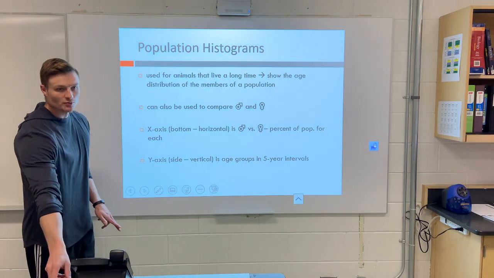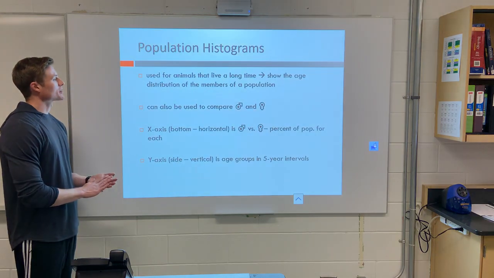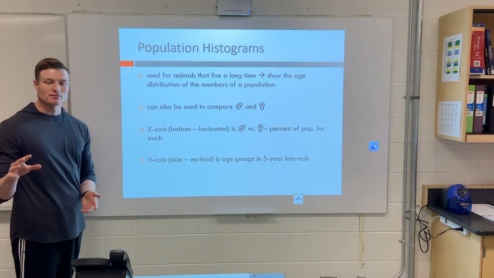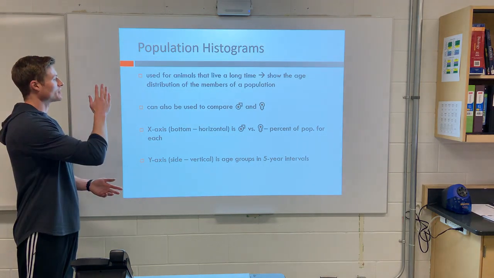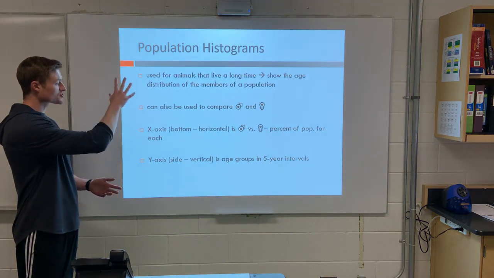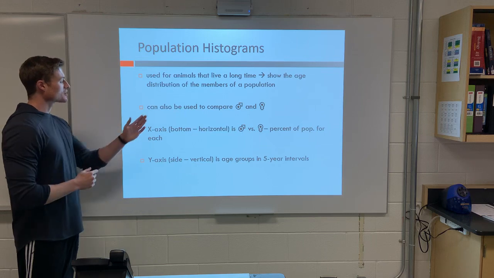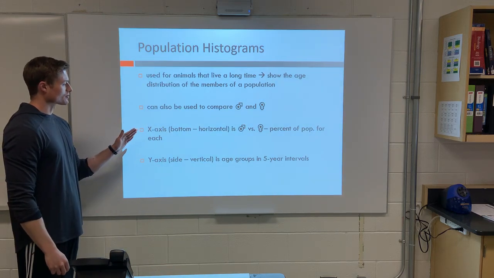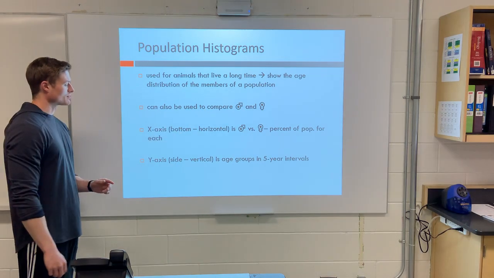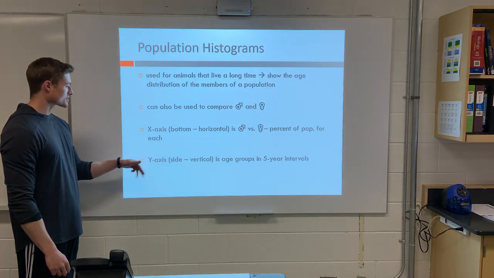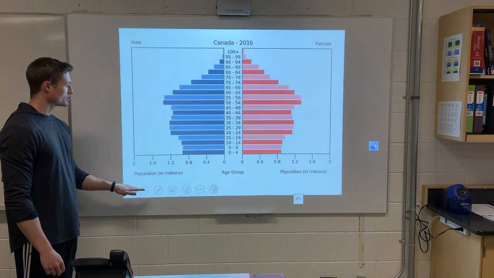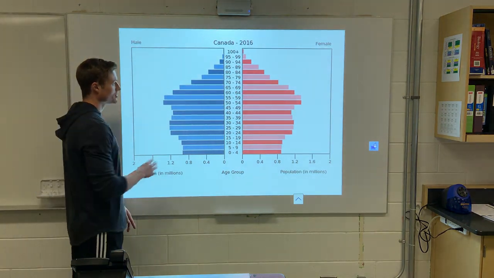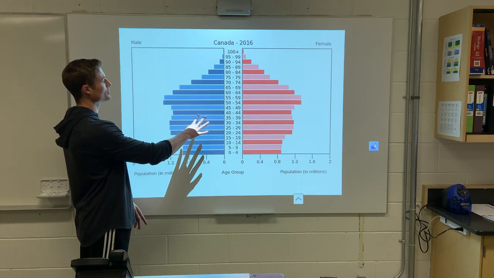Now, when we look at population growth over time, we can actually put it into histograms. So when we put it into a population histogram, we're looking at the age distribution of the population, as well as differences between males and females. So on the x-axis of the graph, we're looking at differences between males and females. On the y-axis, we're looking at the age distribution in intervals. So in this case, we're looking at 5-year intervals. So here's a population, this is Canada in 2016.